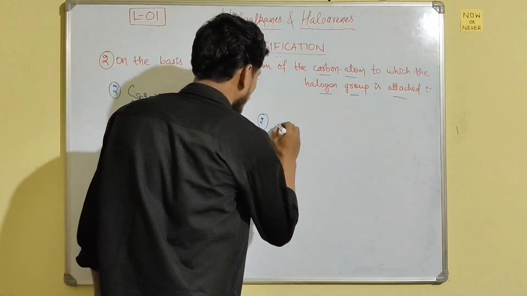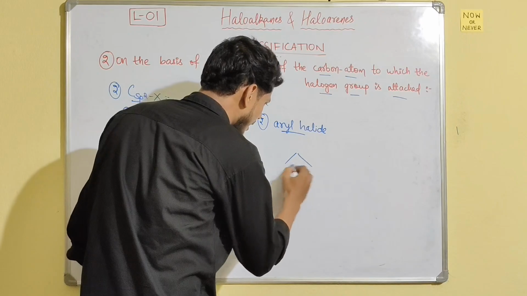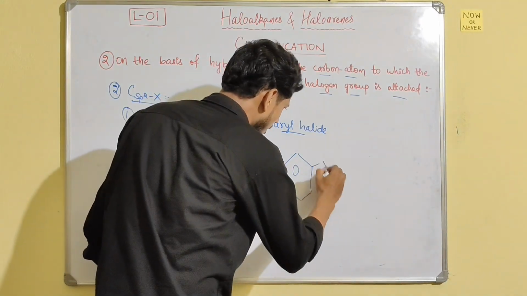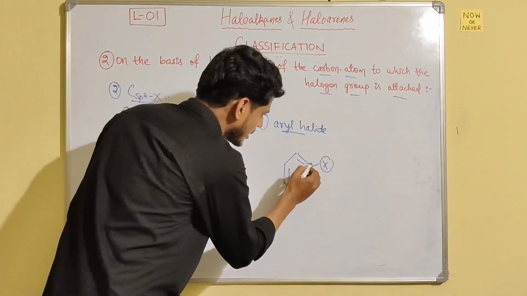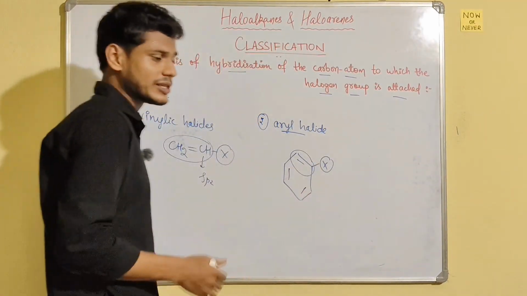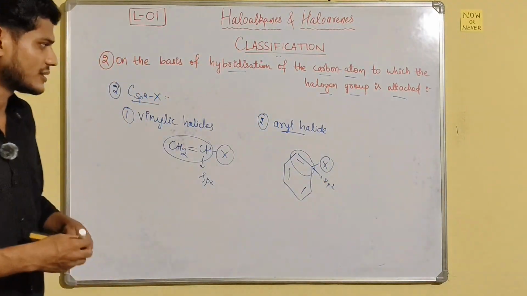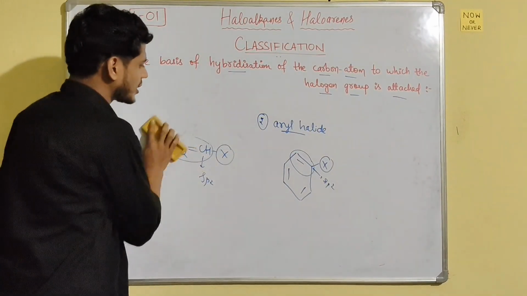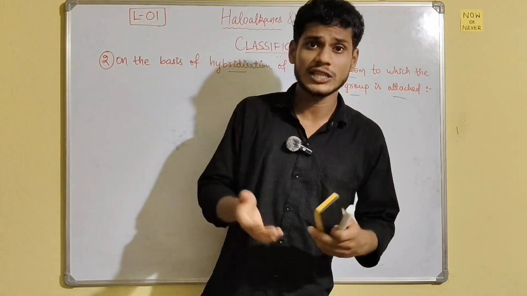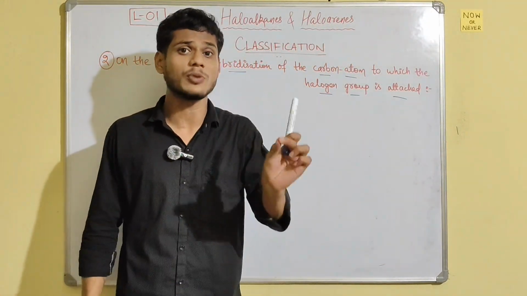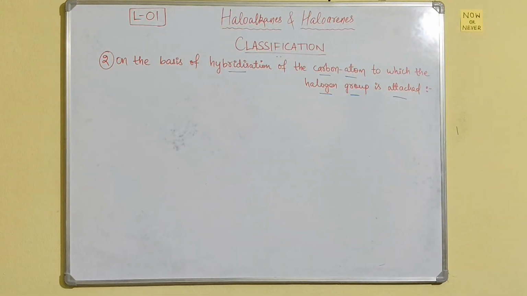Number 2 is aryl halides, which you have already studied in the introduction class. So what is aryl halide? Simple. An aryl group or phenyl group which is attached to a halogen group. And if you open up the structure, double bond, double bond, double bond. So see here, directly attached to a double bonded carbon is this halogen group, which is sp2 hybridized. So this is our aryl halides. Done. So this is our classification of haloalkanes and haloarenes. Okay. So in the next video we shall start with the nomenclature, that is IUPAC naming of these haloalkanes and haloarenes.